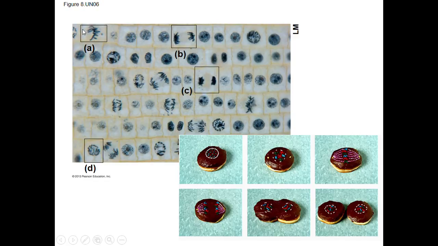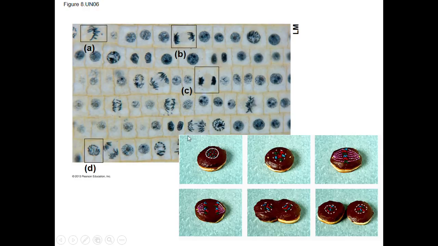In A, here we have metaphase happening. You can see the chromosomes are in the middle, so metaphase, middle. And B, we have anaphase. They have been pulled to the sides, to the different poles. In C, we have telophase happening. And then in D, we have prophase, so you can't really see what's going on, but you can see that the DNA looks like it's condensed into chromosomes because they look pretty wiry right here.